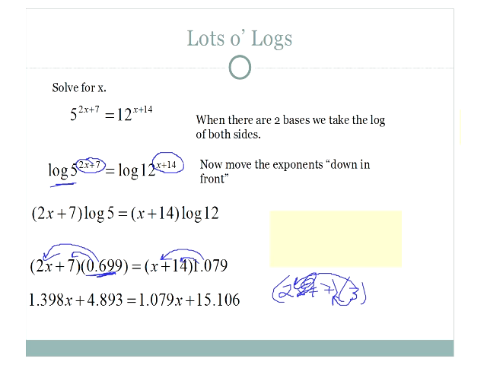So now what I can do here is I can collect like terms, and I can solve for x. If I plug in x equals 32.2 here and here, I would get two equivalent expressions, and my answers would be the same for both sides.